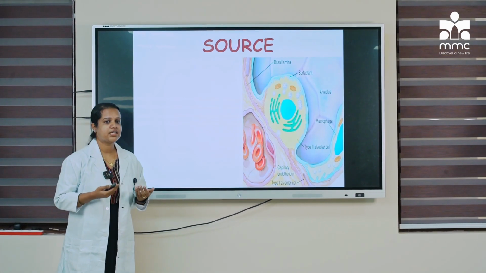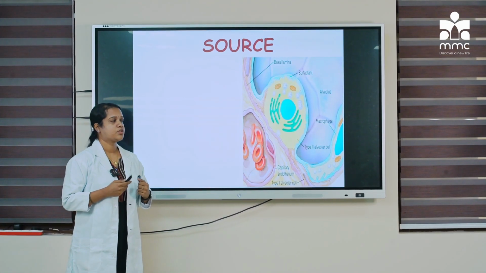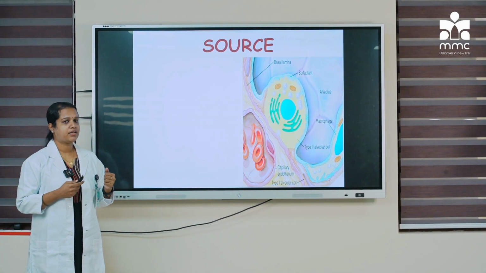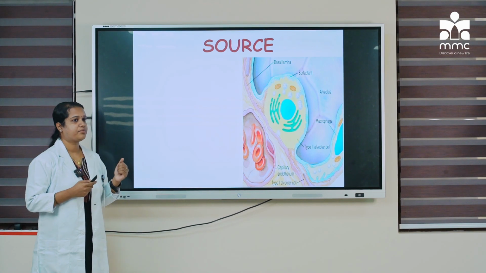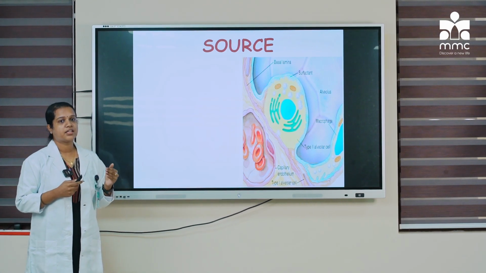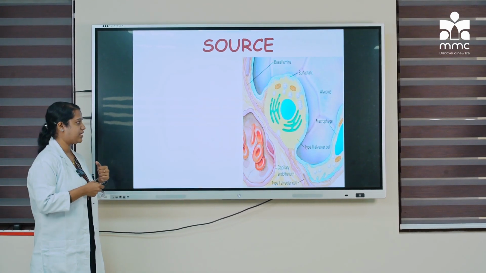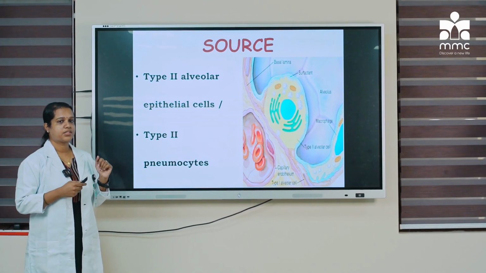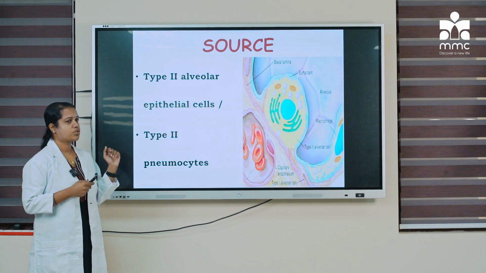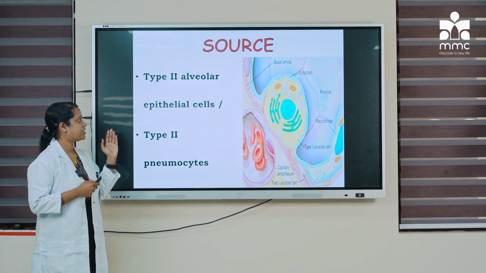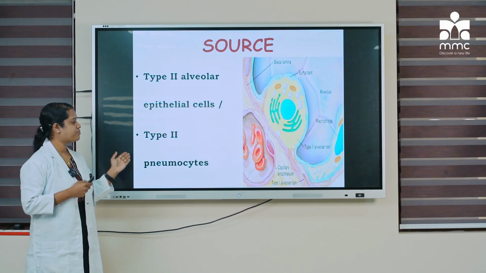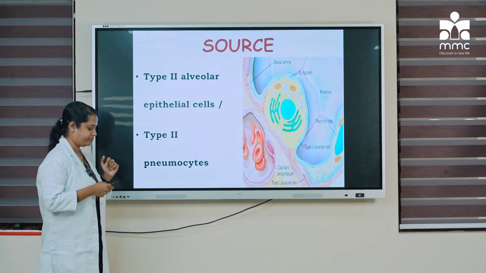Now from where is the surfactant produced? In the introductory class I mentioned the alveolar cells. Surfactant is mainly produced from the type 2 alveolar epithelial cells, also known as type 2 pneumocytes. So the major source of surfactant is the type 2 alveolar epithelial cells, which are also called type 2 pneumocytes.